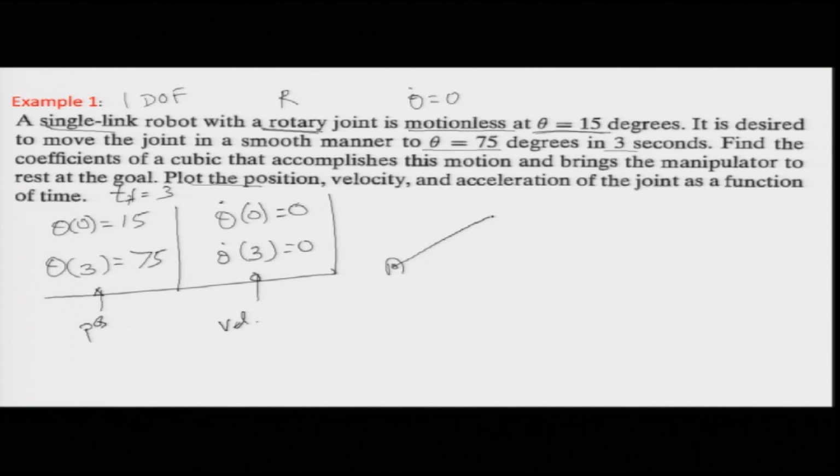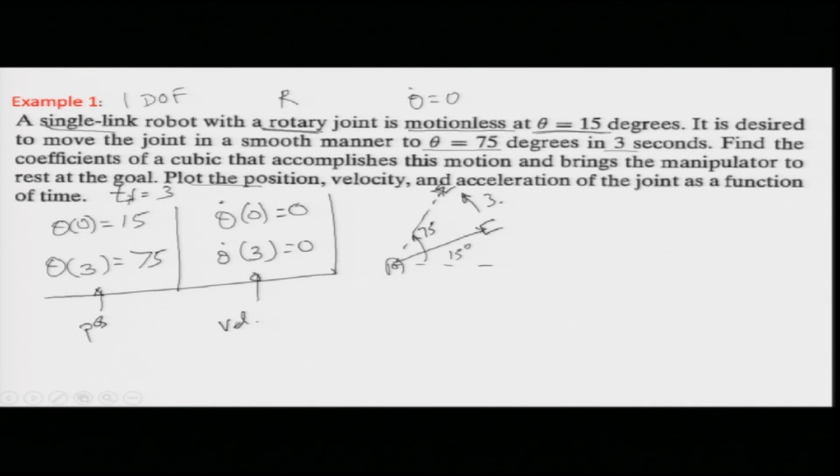So, if I draw it here, a very simple case I am drawing. This is a one link rotary joint, and it is at 15 degrees. So, this is equal to 15 degrees here, and it goes from here to here. This is 75 degrees and this time is 3 seconds. So, velocity is 0 here and velocity is also 0 at the stop.